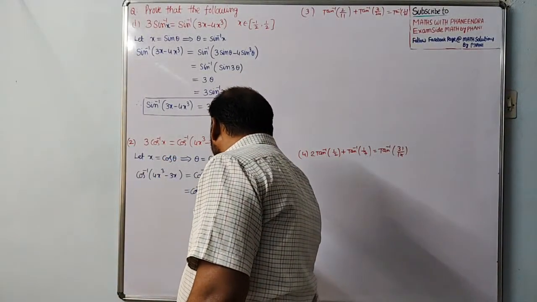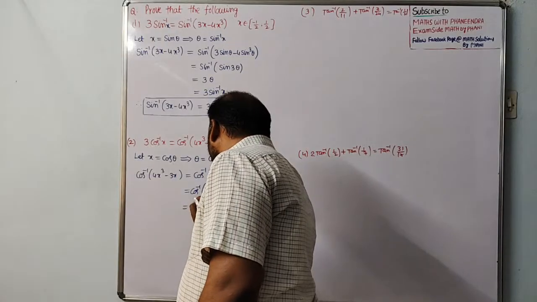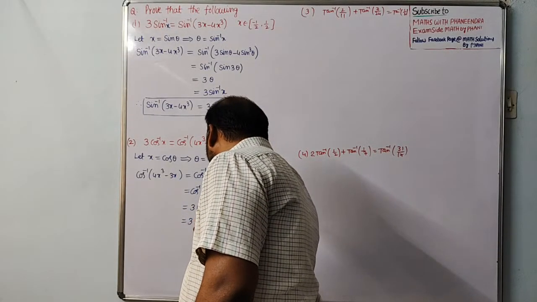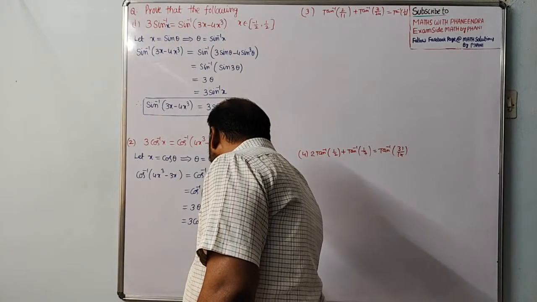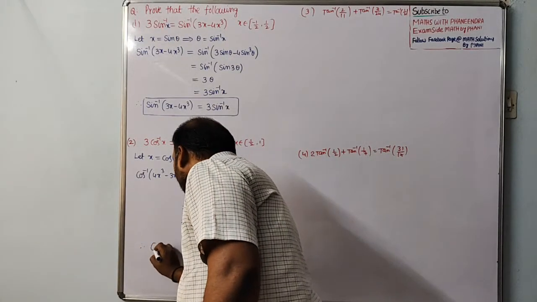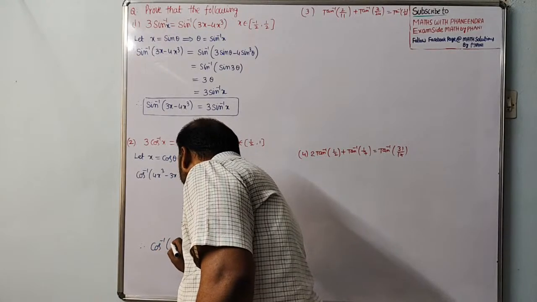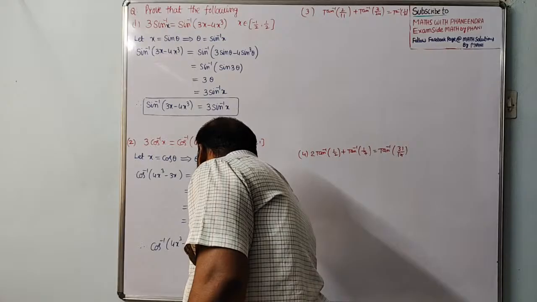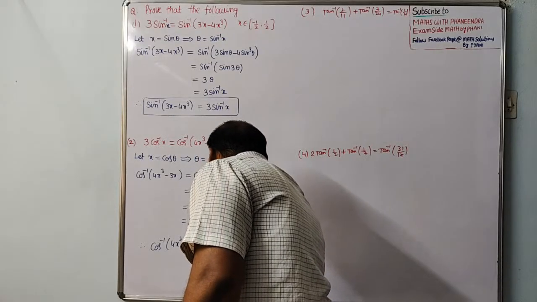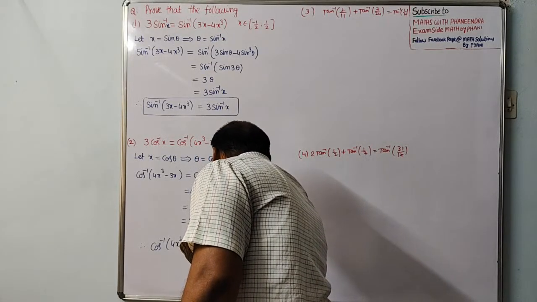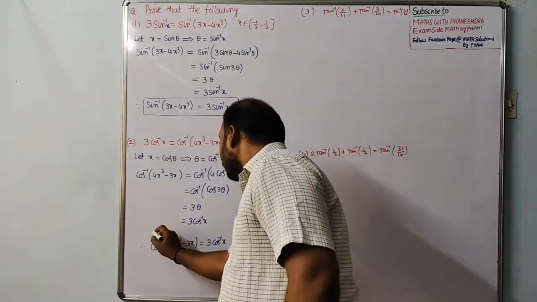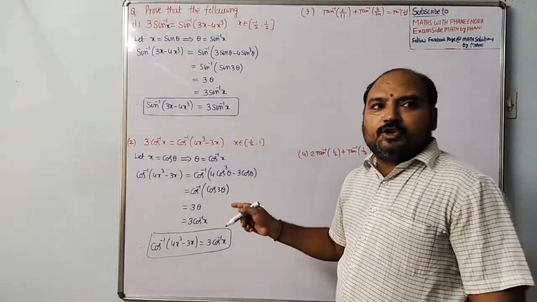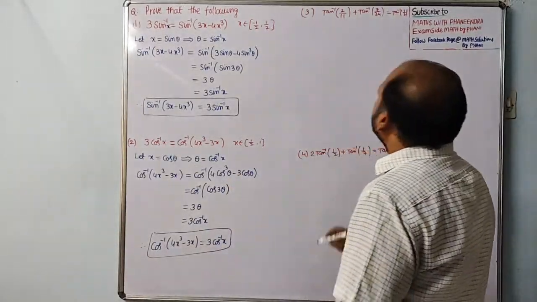So cos inverse of cos 3 theta is 3 theta. That is equal to 3 into cos inverse x. So therefore, cos inverse of 4x cube minus 3x is equal to 3 cos inverse x. This is also one of the important results, students. These two are very, very important results.